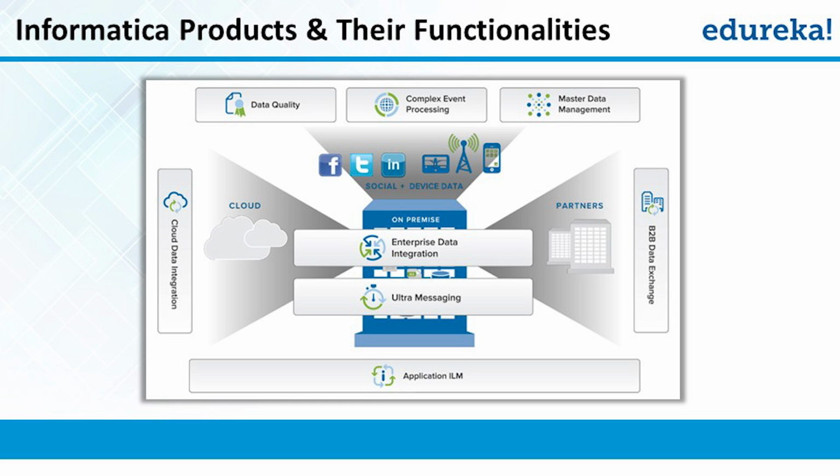All right. So, this is about Informatica products and their functionalities. We have already seen it, this is just another representation, but it gives you a view that it processes social data as well as device data. It can process on-premise as well as on cloud. It can process partner data, and it can have data quality, complex event processing, and all the other portfolios. All right. Let's move to the next slide.